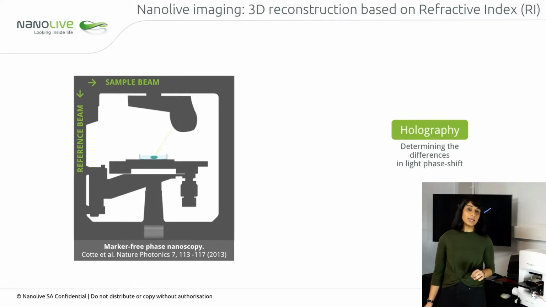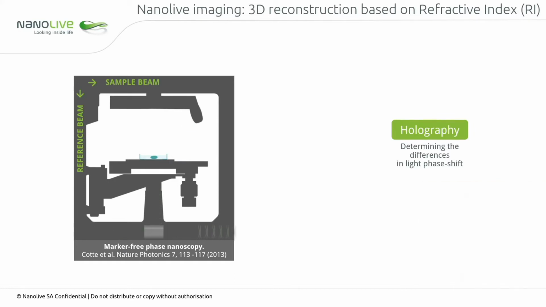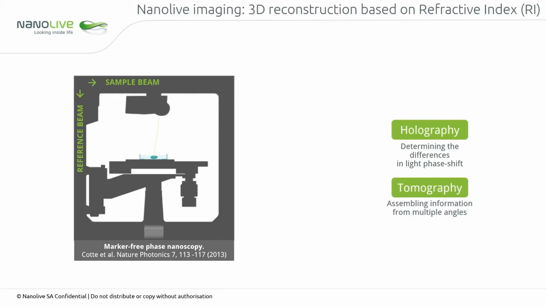Now, where Nanolive is unique is that you might have noticed that instead of having a light coming from above, it comes at an angle with this rotational arm that you can see. Sending the light at a 45-degree angle not only helps us achieve a higher numerical aperture and therefore a higher resolution, but by turning around as well around the whole sample, you can collect more information, and that's the principle of tomography, where you assemble information from multiple angles. So therefore, we're achieving higher resolution and 3D information.